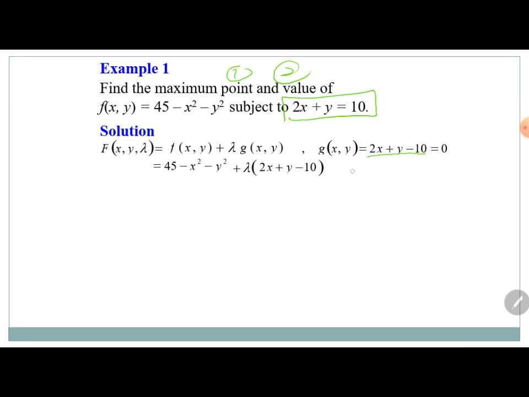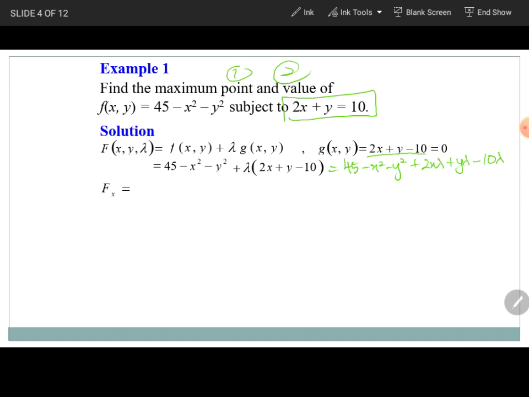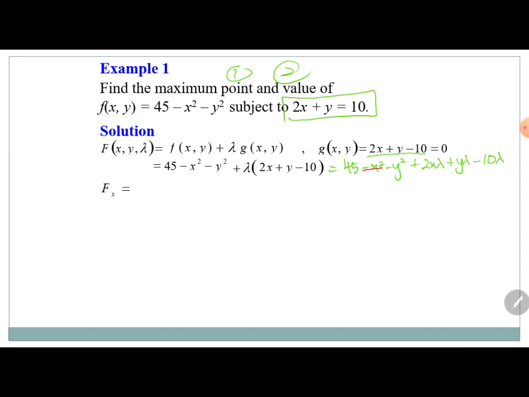Usually I ask my students to write it down expanded. So we get 45 minus x squared minus y squared, plus 2x lambda plus y lambda minus 10 lambda. Why? Because then you can do the differentiation easily. Now the second step: we need to find all the partial derivatives. First, f sub x. How to differentiate? We only consider the variable x.